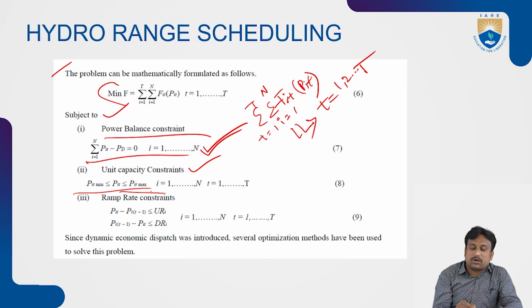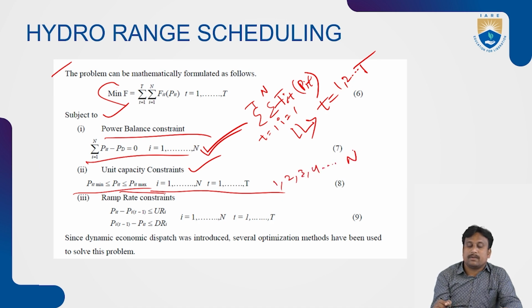These are also rotated in the variable sequence of 1, 2, 3, 4 up to so on n number. Here the time factor is also considered, that is 1, 2, 3, 4, 5 up to so on capital T. These are going to be existing.